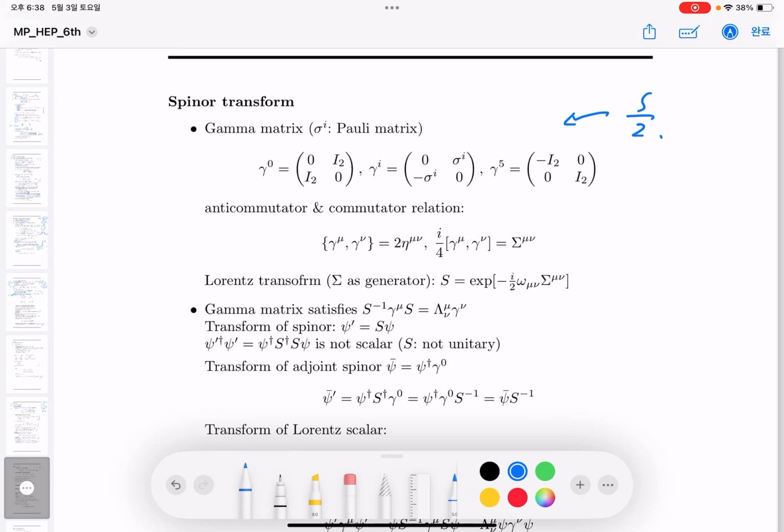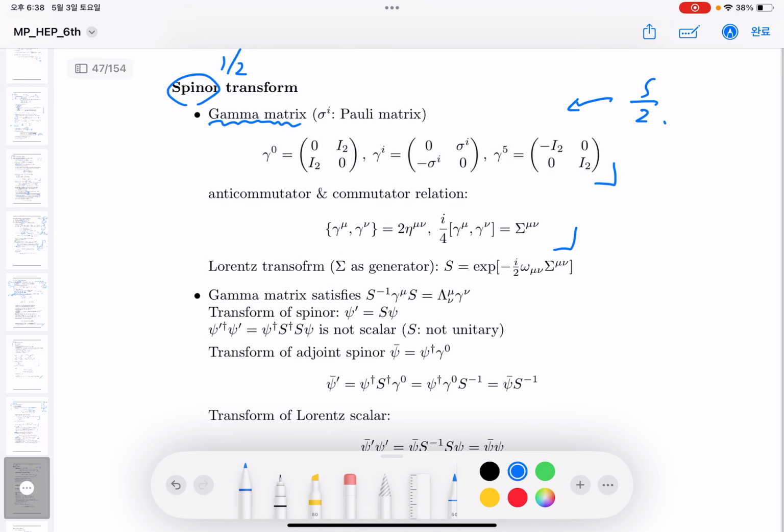For example, especially the spin, which is spin 1/2. The spinors are always associated with the gamma matrix about the space-time symmetry. The gamma matrix is defined with a Dirac matrix, whereas sigma is a Pauli matrix here, and they satisfy the following anti-commutator and commutator relations.